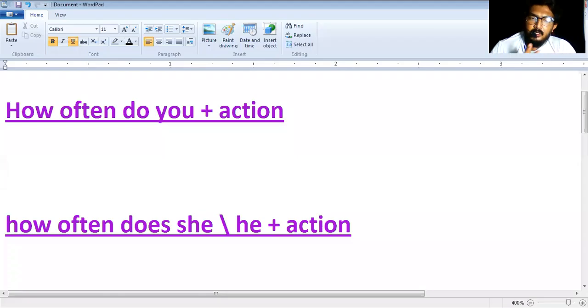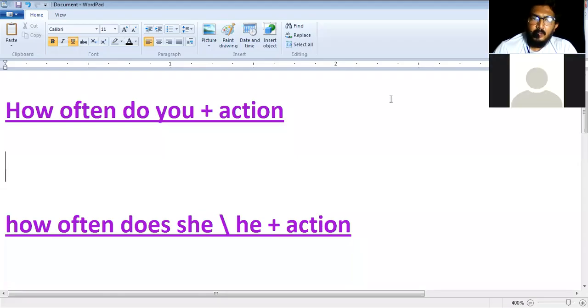So, in the last class, we talked about present simple. Today, I'm going to teach you this structure. It is a very important structure when it comes to present simple tense. All right, so let me teach you the same structure again one more time. Let me give you the revision.